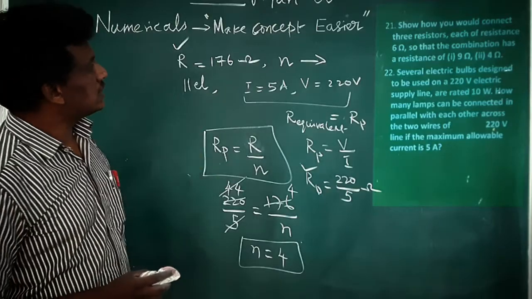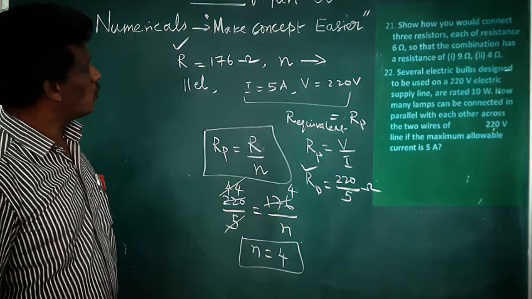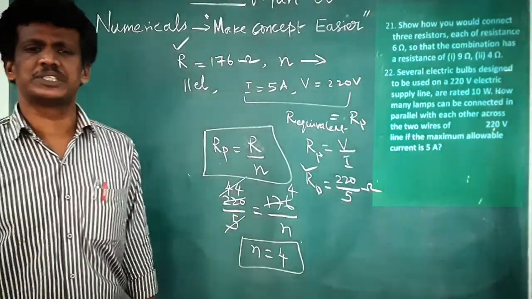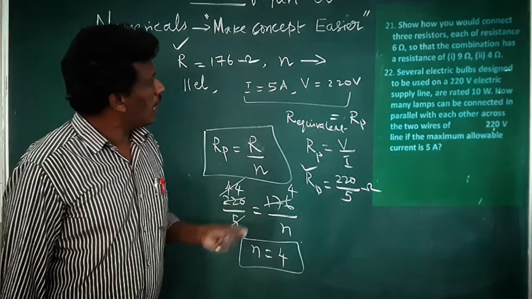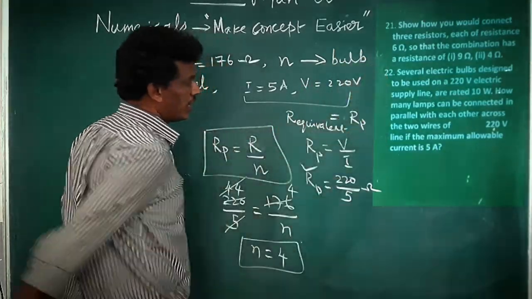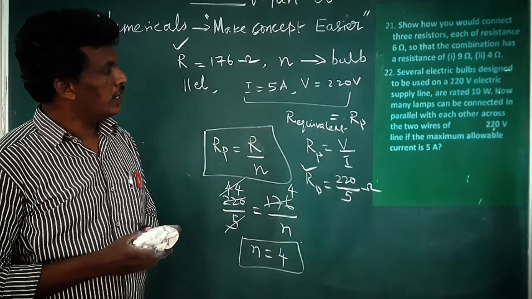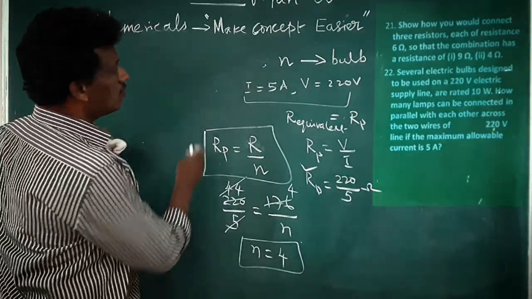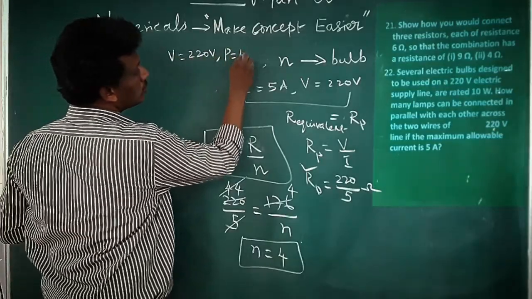So before discussing question number 21, let us go to 22 first. Why? Just understand. Question number 22, similar, same concept, almost identical. Look at the question. Several electric bulbs, n number of bulbs are designed for 220 volt electric supply and 10 watts. The individual resistance is not given. What is given? V equal to 220 volt, power equal to 10 watt.